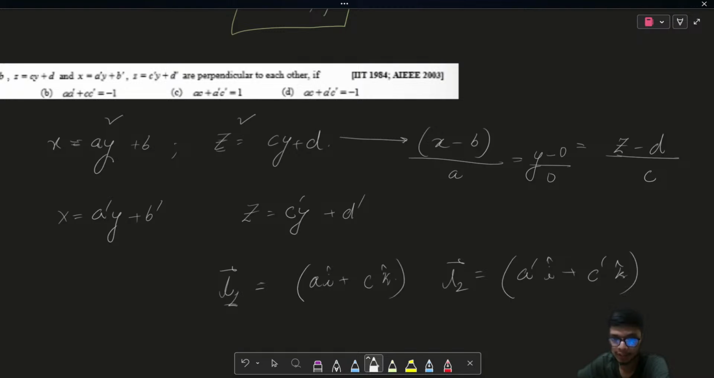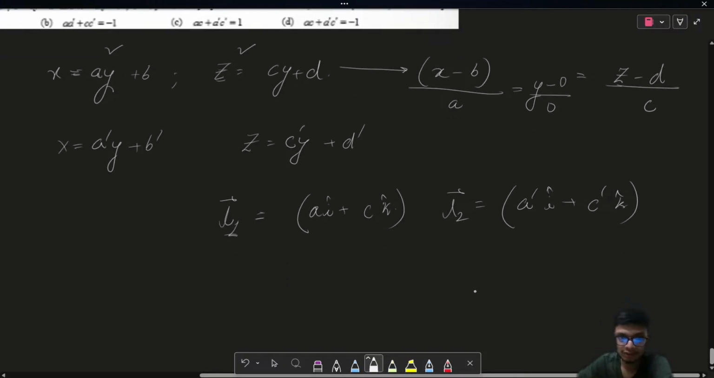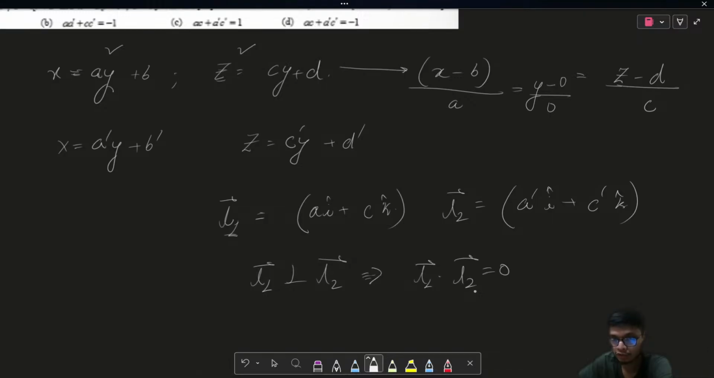This is how I will obtain the vectors of these two lines which denote the direction of the line. Now from this part, I can conclude that since L1 is perpendicular to L2, my dot product of these two line vectors should be equal to 0.